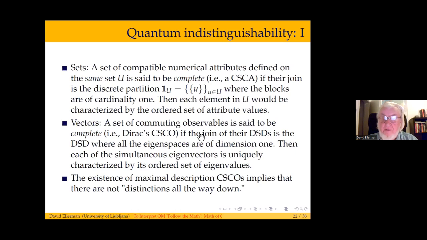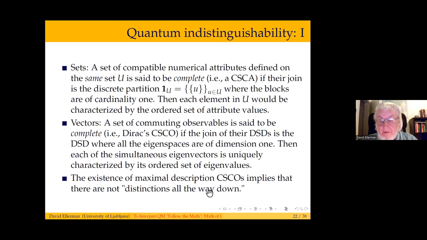And you apply the yoga, and you see that's all true at the quantum level. A set of commuting observables, commuting so that you can take their join, is complete if the join of their DSDs, just like here the join of their partitions, is the DSD where all the eigenspaces are of dimension 1 instead of cardinality 1. Remember, cardinality and dimension are correlated by the yoga. Then each of the simultaneous eigenvectors is uniquely characterized by its ordered set of eigenvalues. And that's the well-known way in which Dirac used the CSCO to characterize the states or eigenvectors by the ordered set of eigenvalues.